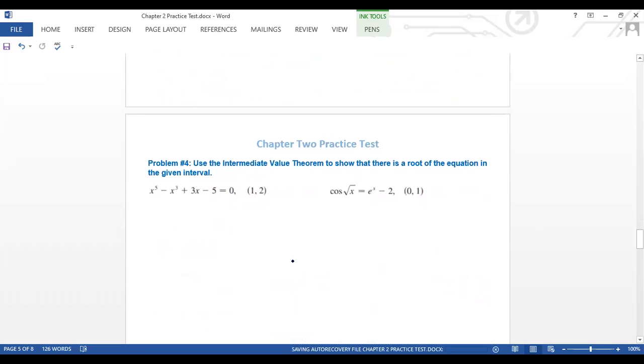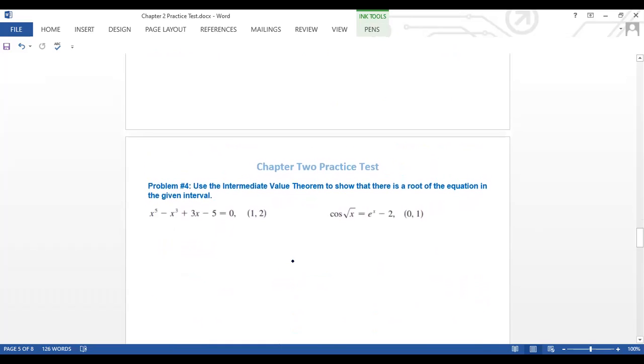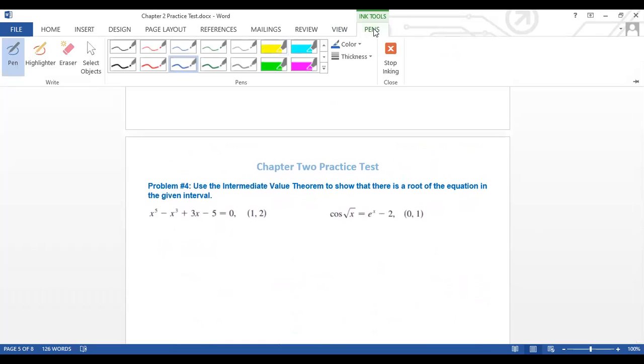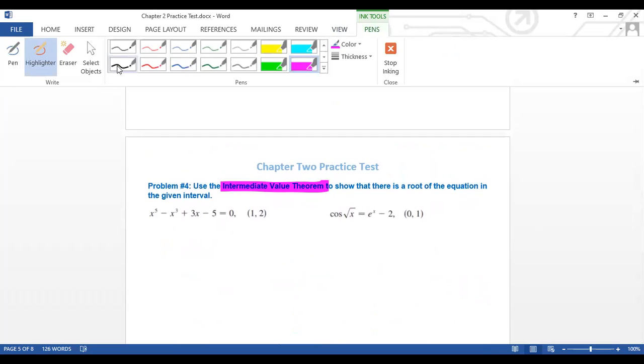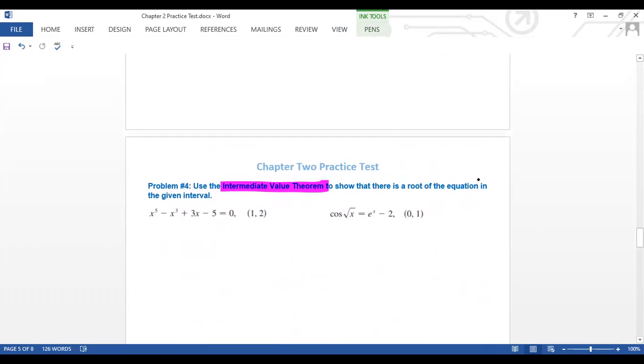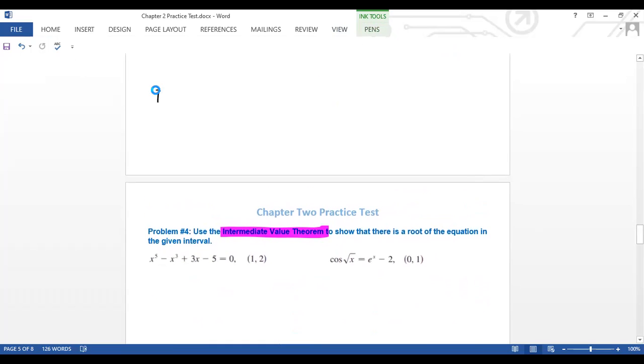Okay, so now for the next one, we're going to take a look at using the intermediate value theorem. Everybody still remembers what the intermediate value theorem is, right? We talked about this before, so let's do a quick review here.